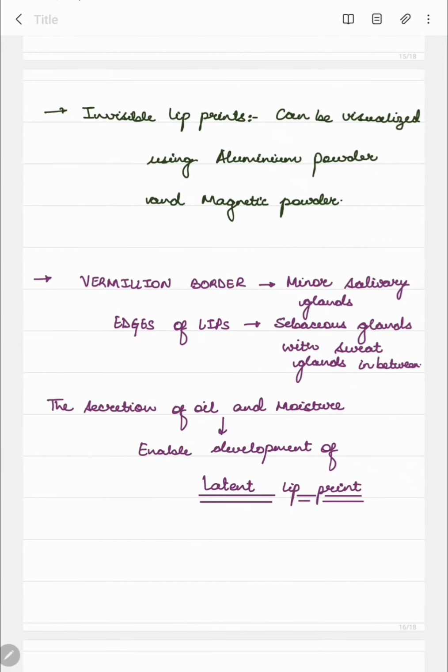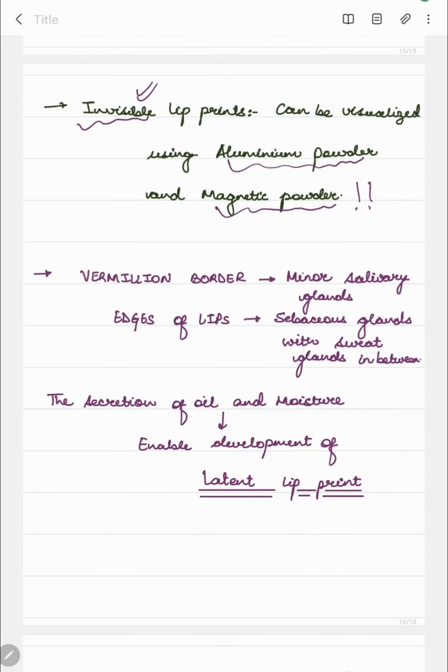So why are we studying lip prints? Because lip prints can also be used as evidence for crime investigations. Basically, lip prints are produced by the mark of lipsticks, but in a few cases the lip prints are invisible. To visualize these invisible lip prints, we use aluminium powder or magnetic powder.